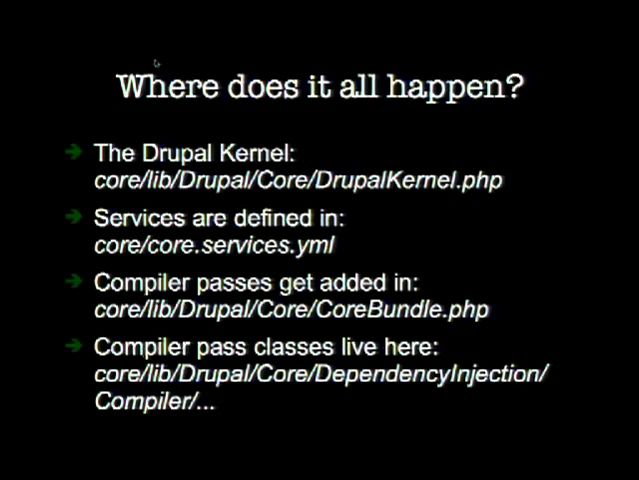For those curious who want to dive into the Drupal 8 code base and see where all this is happening, I've listed where you can find this stuff. Where the Drupal kernel is, where the services are defined, where this bundle thing is, which may not always be called a bundle. We may get to change that in time, we'll see. Because, as I said, it's just about allowing modules to modify the container in some respect. And then where the compiler passes are. Core has a number of compiler passes, including the one for registering event subscribers.